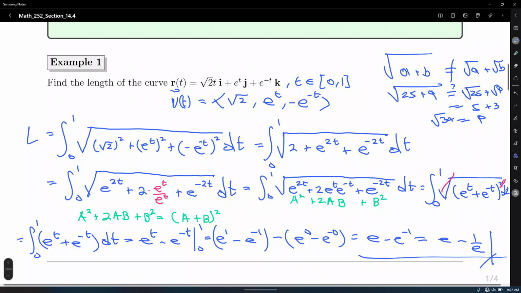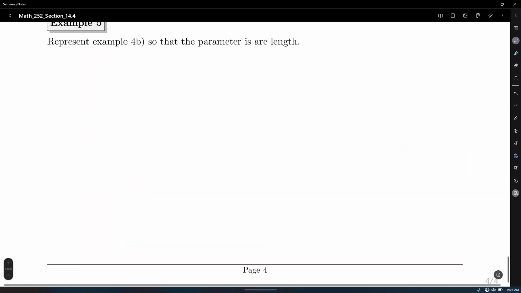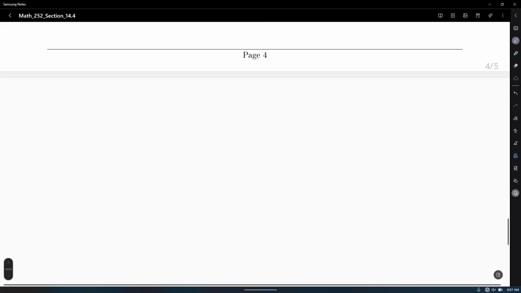So, here is the thing. If you're not very happy with what we did right here, with the multiplication by 1 and then turning it into a perfect square trinomial, let me show you another alternative. So you guys want to use the back side of the page? Let me show you a different way. I'm going to skip the radical symbol. I'm just going to go with e to the 2t plus 2 plus e to the negative 2t.